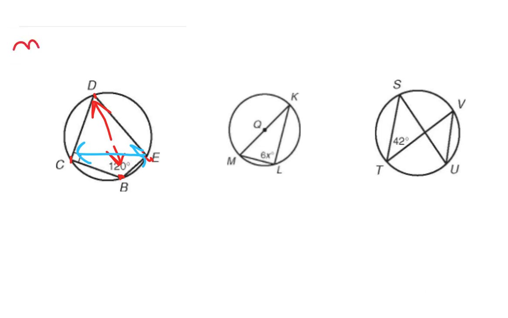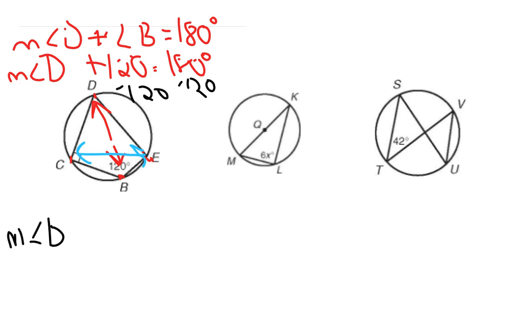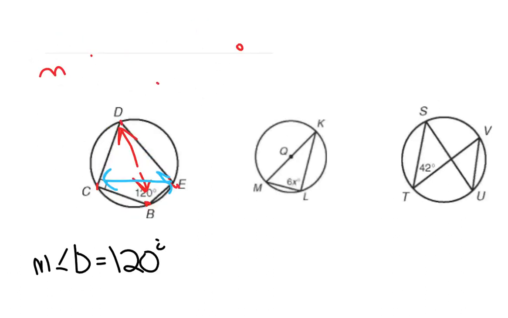So if I look here, my angle D plus my angle B have got to equal 180. I know that B is equal to 120 degrees. So the measure of angle D plus 120 degrees has to equal 180. Quick math tells me, if I subtract 120 from both sides, that the measure of angle D equals 60 degrees. It's pretty simple. All I use is the relationship that opposites, again, are going to be supplementary.